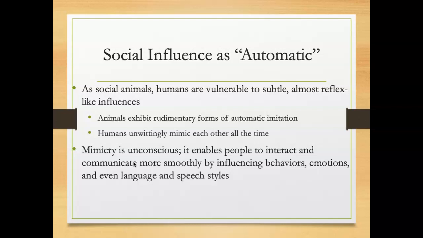In the meantime, let's talk very briefly about one form of automatic influence that is highly unconscious but very common. That is mimicry. Okay, so mimicry is when we basically unconsciously and automatically kind of imitate or behave in ways that mimic what others are doing with their body, with their speech and things like that. Mimicry enables people to interact and communicate smoothly because it influences behaviors, it influences emotions, even language and speech styles.